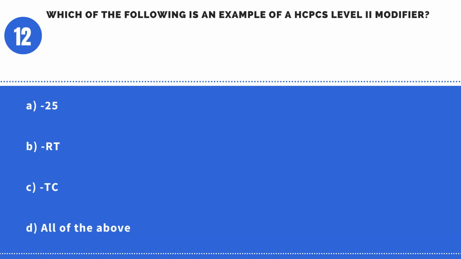Question 12. Which of the following is an example of a HCPCS Level II modifier? A. -25. B. RT. C. TC. D. All of the above.